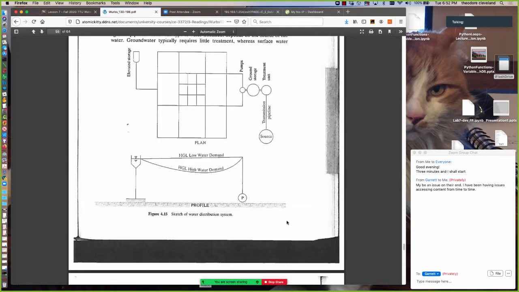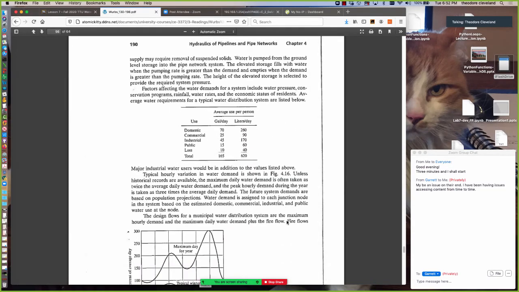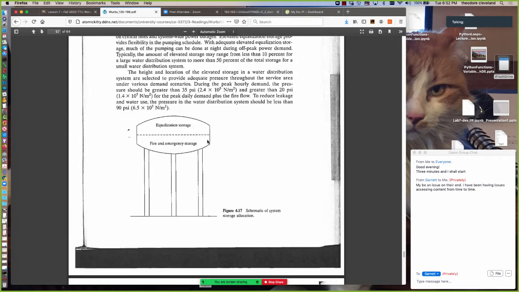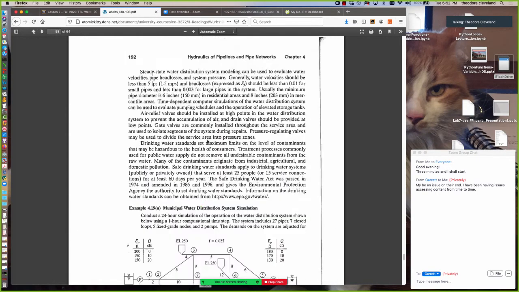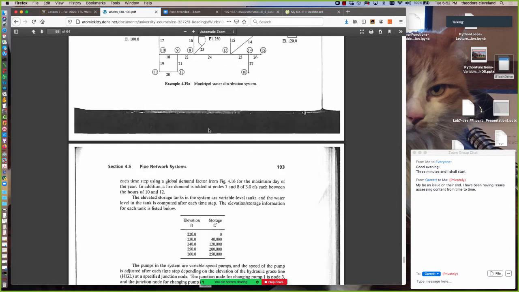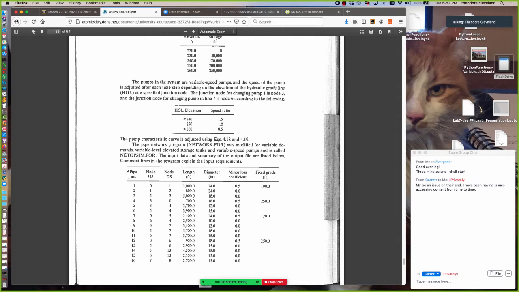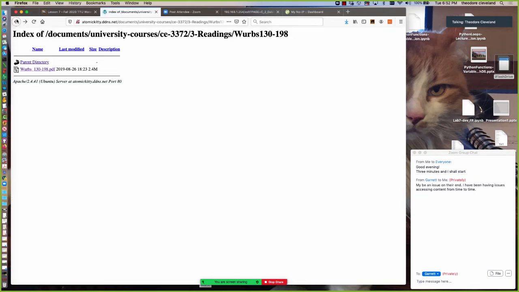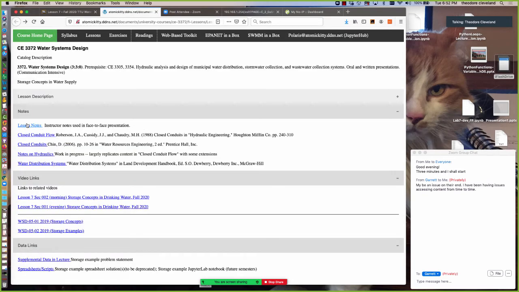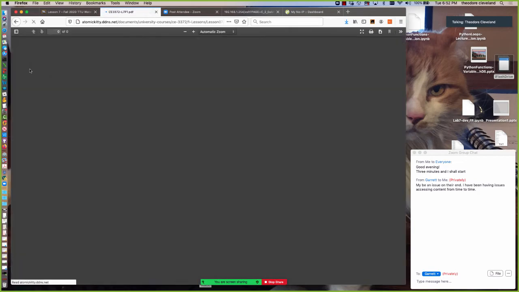And they have a few pages on storage, particularly elevated storage tanks, and some guidance there. So this is a good reading also. And we'll visit it again in a few lessons when we get to the actual network simulation part. And so now let's move forward to the actual notes.